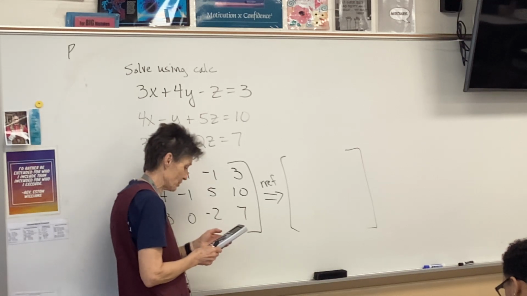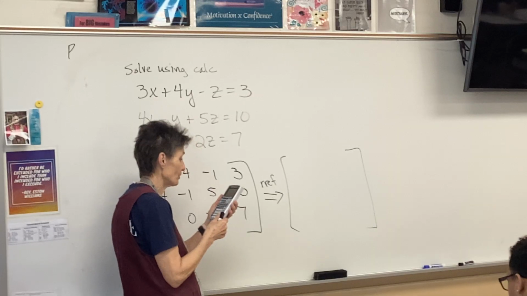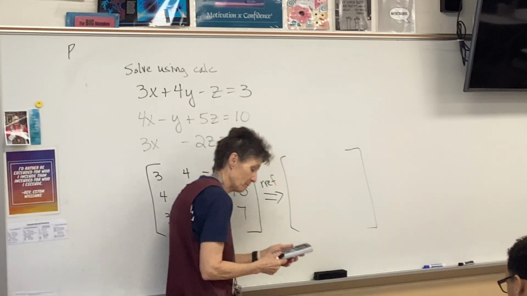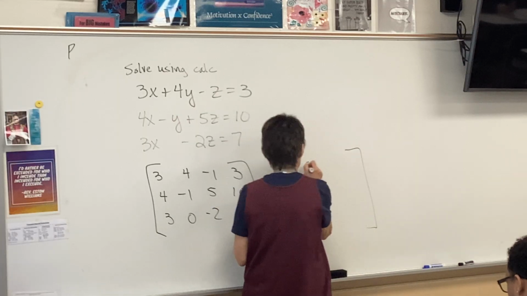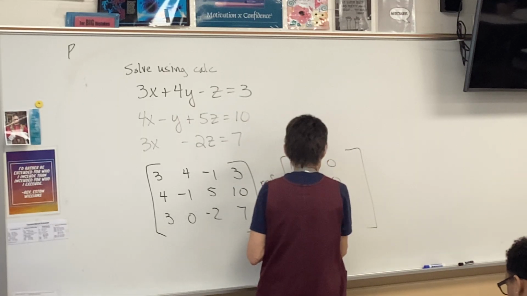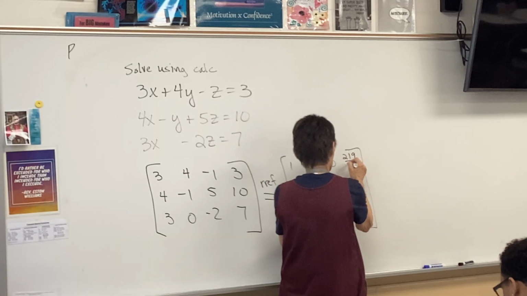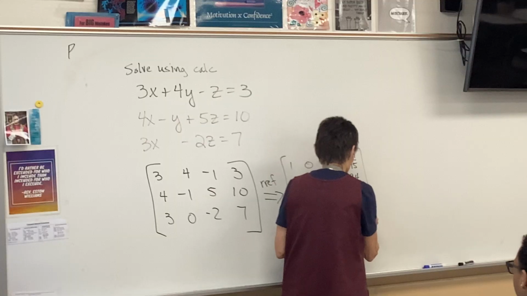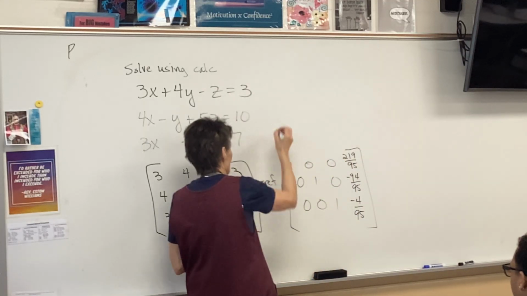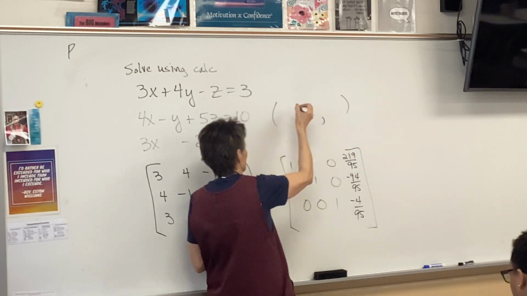I got decimals, did you? So I press my math, enter, enter, and up come, I mean, they're not nice fractions, but at least I don't need to round them off. So the matrix comes out, it's 219/95, negative 94/95, and negative 4/95. So then I write down the answer to the question, which is those numbers right there.